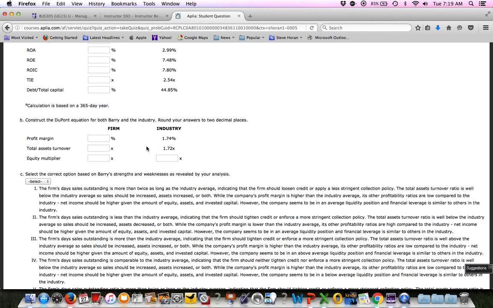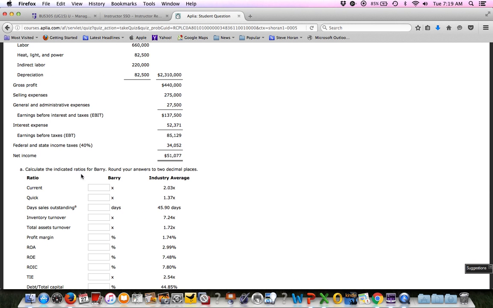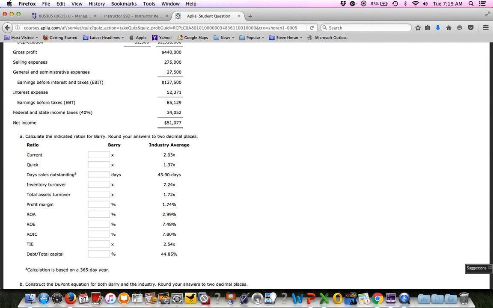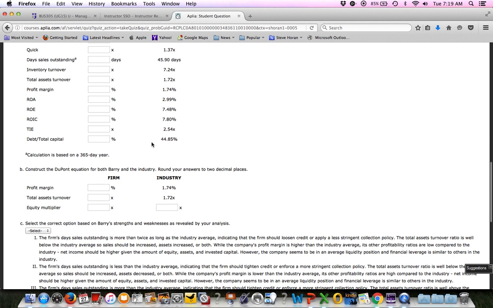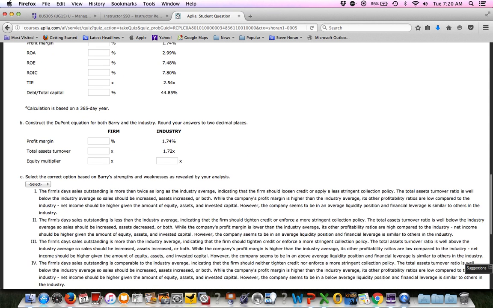So profit margin, total asset turnover, you're going to find those up here. So you're going to find profit margin, you'll find total asset turnover right here. Okay, so those 2 are just right there. The same numbers right there that you use below. And you can see that you look at profit margin, 1.74 for industry is right there. Total asset turnover 1.72, 1.72. So you can see those numbers right up here. They just flow right down here. Equity multiplier though, a little bit trickier. Now, that was not as obvious, and you have to dig into the chapter to find that.